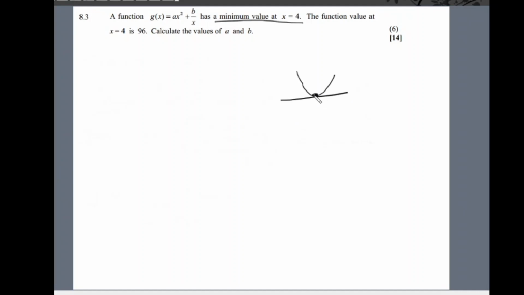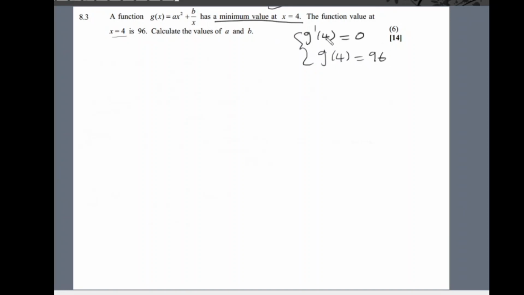Because it will have a horizontal tangent at x equals 4, right? So the point of giving you this information is to tell you that at x equals 4 the function has a zero gradient, which means that g prime of 4 is equal to 0. That's some information we are given. We are also told that at x equals 4 the function is equal to 96, so g of 4 is equal to 96. Don't confuse these two, they are not the same.